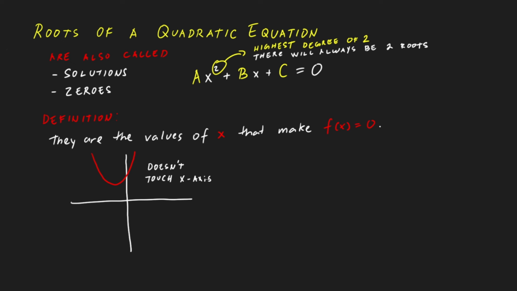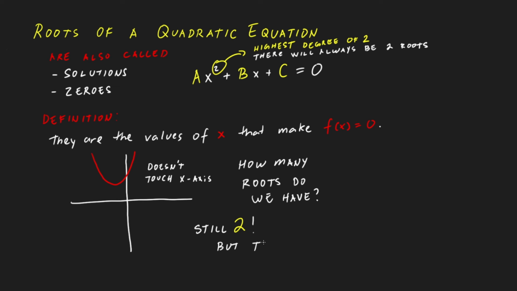So what happens to the roots now? How many roots do we have? Well, if you say 0, then you're wrong, because there will always be 2 roots. So the correct answer here is 2. Still 2.